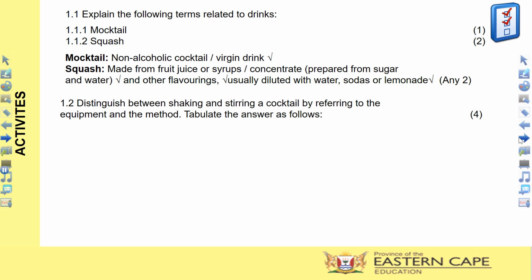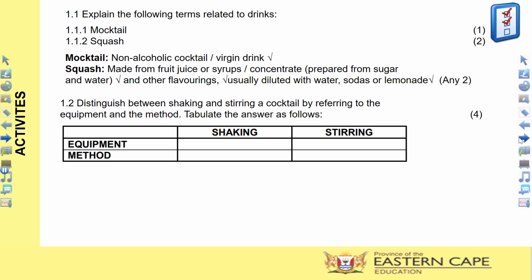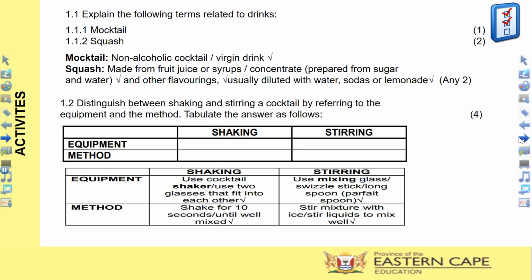Distinguish between shaking and stirring a cocktail by referring to the equipment and the method. Tabulate your answer as follows. For shaking, you use a cocktail shaker, or you can say you use two glasses that fit into each other, depending on the type of establishment. When you are stirring a cocktail, you are using a mixing glass, or you are using a swizzle stick, a long spoon, or a parfait spoon. The method used for shaking a cocktail: you shake it for 10 seconds or until it is well mixed. When you're stirring, you stir the mixture with ice, or you stir the liquids to mix well.